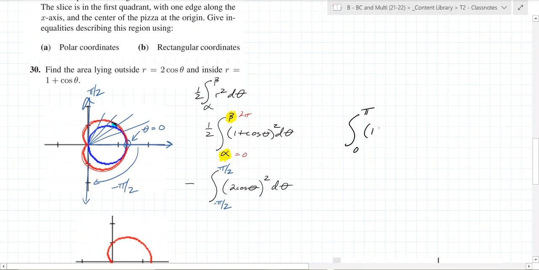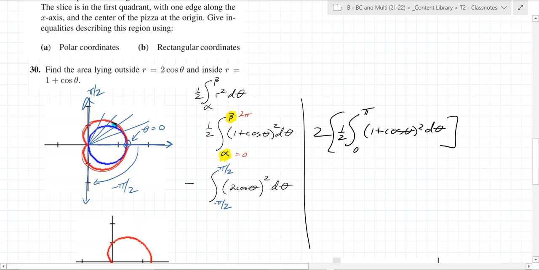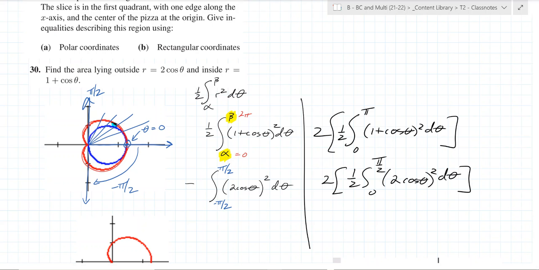It's the same function, right? And then it's 1/2, but then how many of them do you need? Look what happens to the 1/2. It just goes away, right? What's the other one going to be? 0 to pi over 2. It's 2 times 1/2, 0 to pi over 2 of 2 cosine theta squared d theta. In my opinion, this is a little bit simpler than this. Here's why. I like plugging in 0 more than I like plugging in pi over 2.